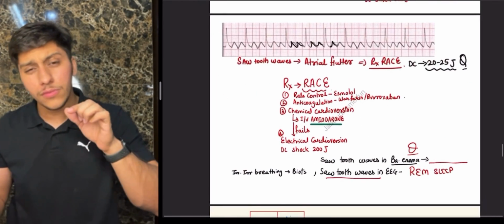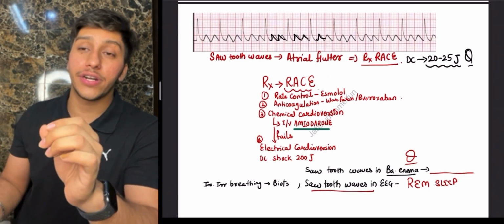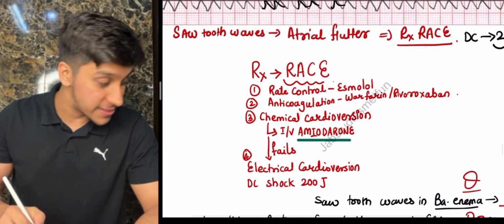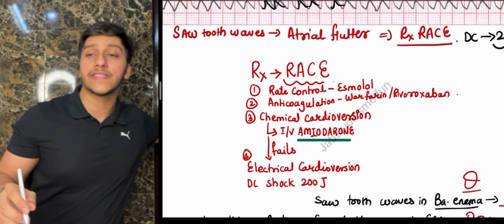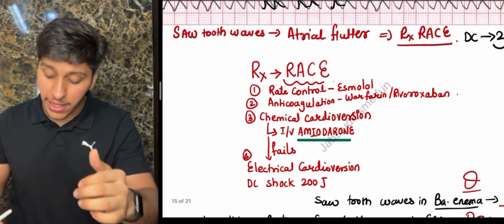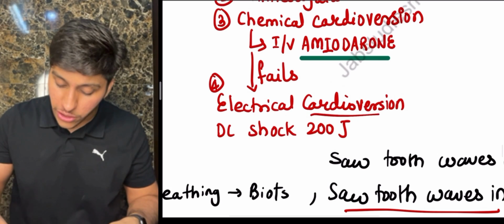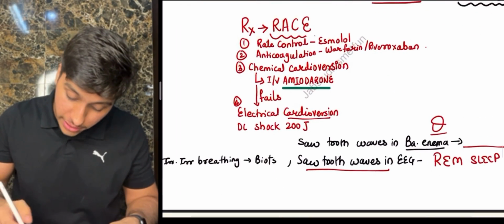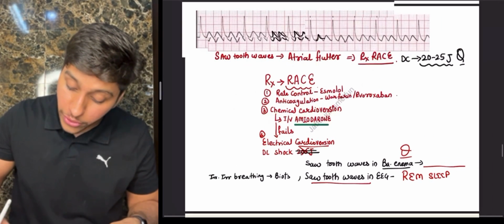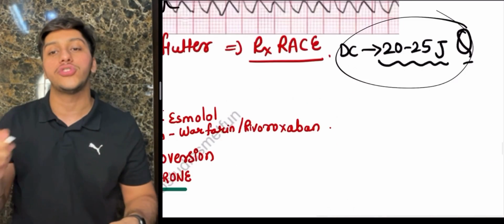All right. Over here also, guys, atrial flutter is also an emergency condition, so you have to RACE the treatment. The management is exactly the same. You have to do RACE, but the only difference over here is, as you come down to electrical cardioversion, guys, the DC shock is not going to be 200 joules. It is going to be around 20 to 25 joules.